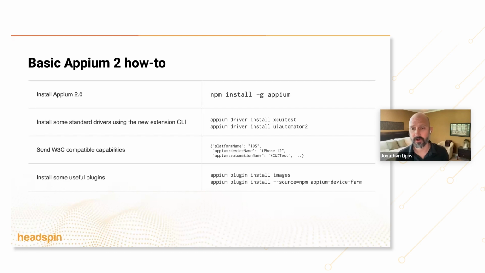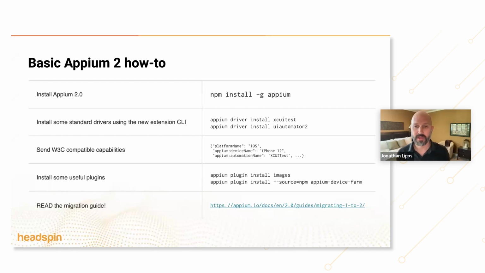There's also some cool third-party plugins out there. One from some of the other Appium contributors that they've made on their own. The device farm plugin. There's like a test management plugin. There's a bunch of interesting things out there that you can search for.